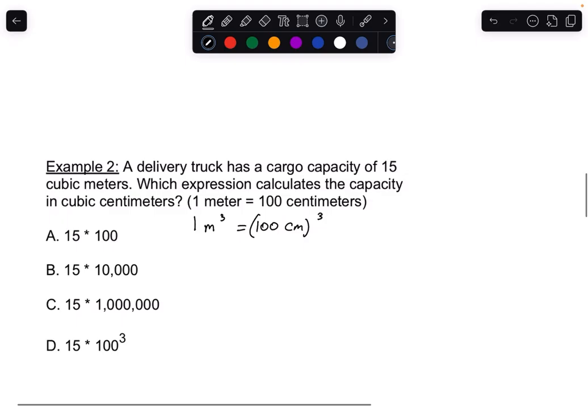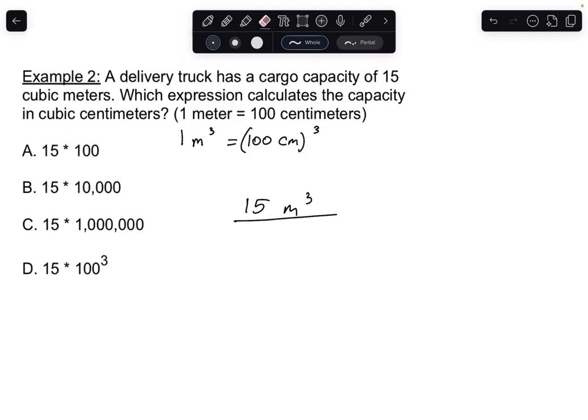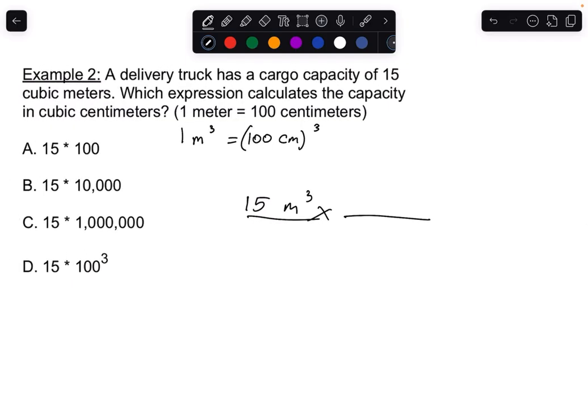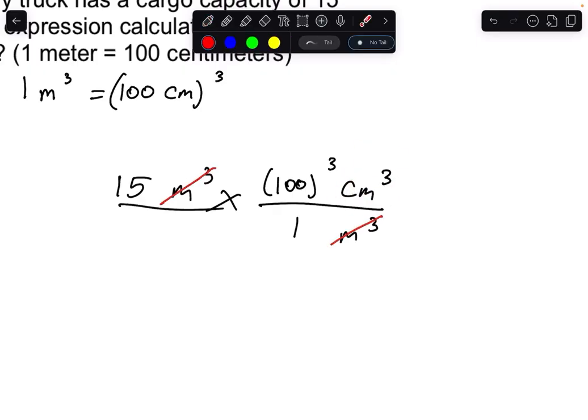Why is that helpful? Well, let's do your conversion. We're starting off with 15 cubic meters, and you want to end up with cubic centimeters. That means the cubic meters need to be on the bottom and the cubic centimeters want to be on top. So we just said 1 cubic meter is equal to 100 centimeters cubed. Good news, meters cancel. Good news, centimeters are left over. Even better news, multiply the fractions.